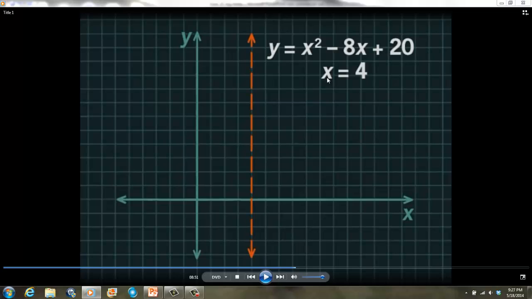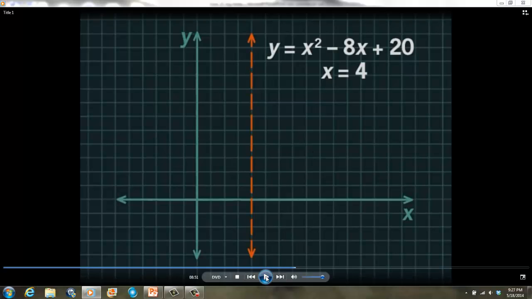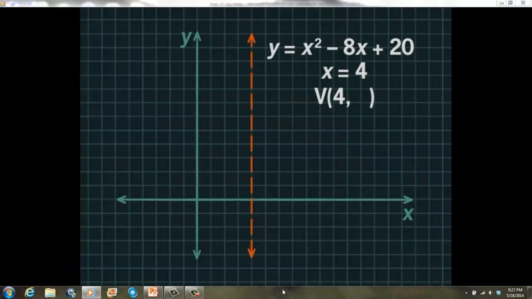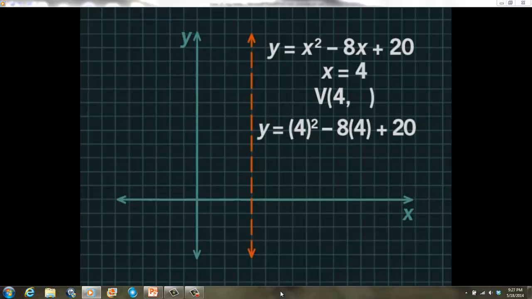Now that we have found this axis of symmetry, you can draw this on the coordinate plane on the fourth part of your notes. Ow! The axis of symmetry goes through the vertex. So, the x-coordinate of the vertex is 4. What's the y-coordinate of the vertex? When x equals 4, y equals 4 squared minus 8 times 4 plus 20. So, y equals 16 minus 32 plus 20. Y equals 4. The vertex is the point 4, 4.